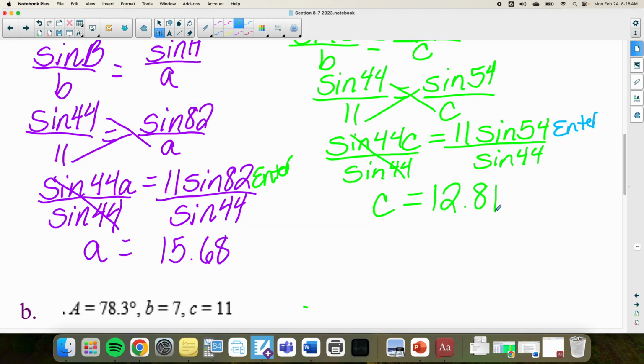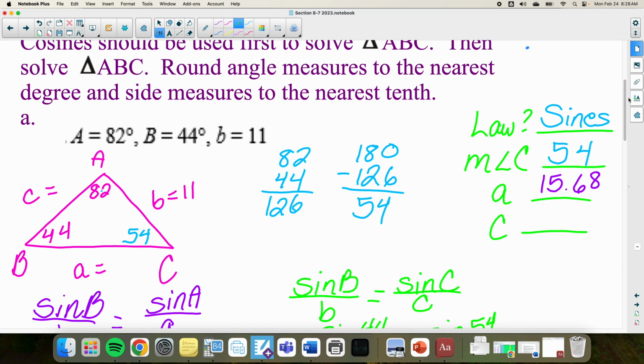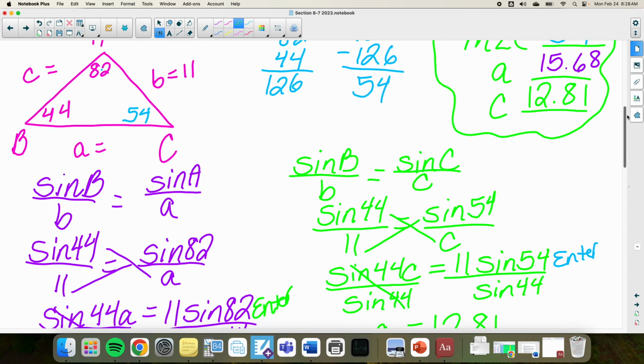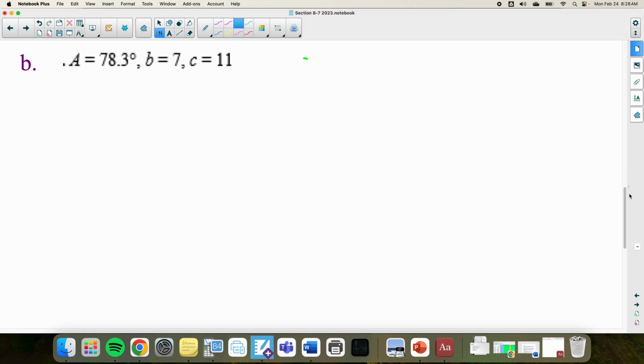Okay. 12.81. Now, when you take your quiz this week or test, this would be a problem that's worth 8 points. You'd get 2 points for each of these. Okay? All right, now we're going to do one more.